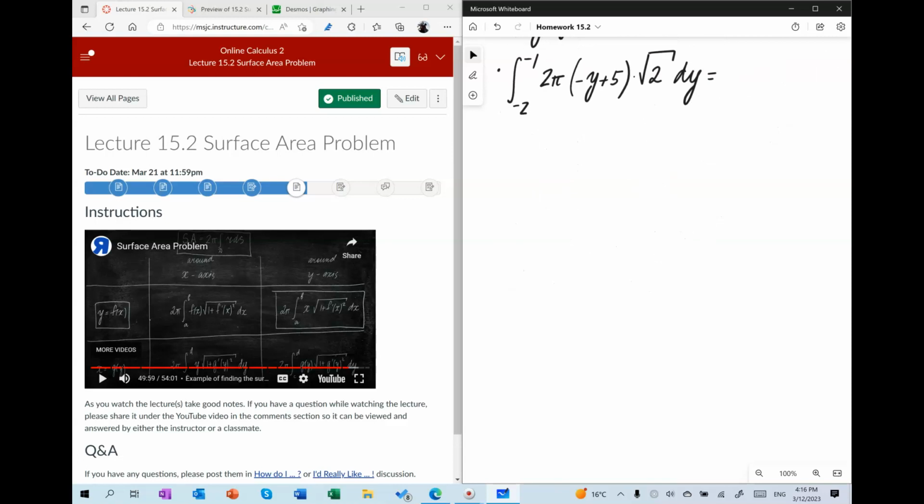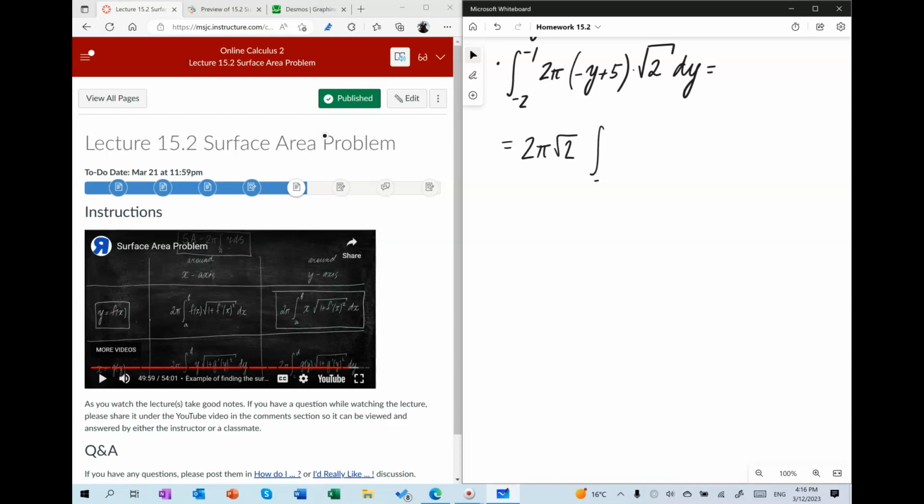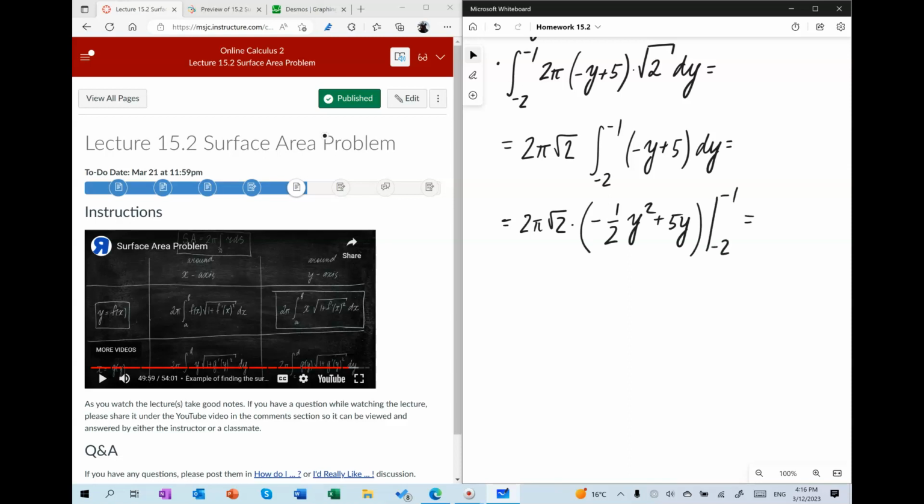And once you have this integral, it doesn't matter where it came from, you should be able to find it. Here we're just going to do some basic maintenance. We're going to take out 2 pi square root of 2, and what's left we're going to integrate, and it's just a linear function. So we get 2 pi square root of 2 times negative 1/2 y squared plus 5y from -2 to -1.